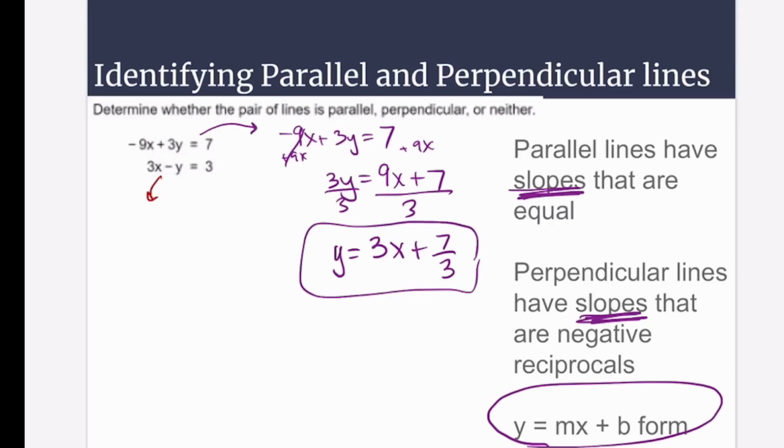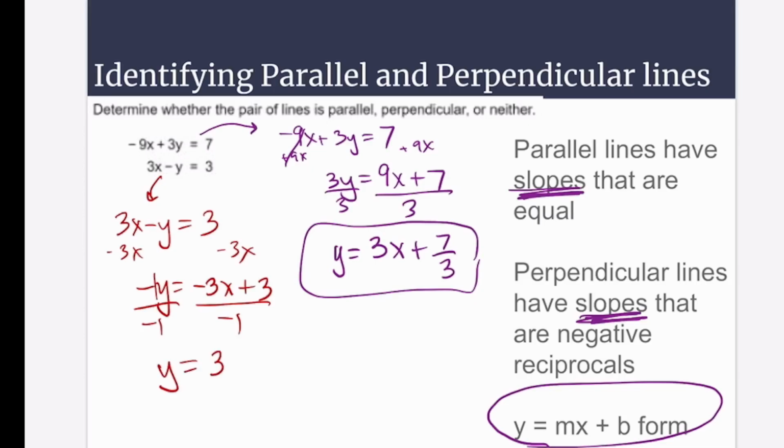The second equation: 3x minus y equals 3. We're going to subtract the 3x. So negative y equals negative 3x plus 3. We're going to divide now by negative 1. You can't just get rid of that negative or erase it, so we divide by the negative 1. Y is equal to 3x minus 3.